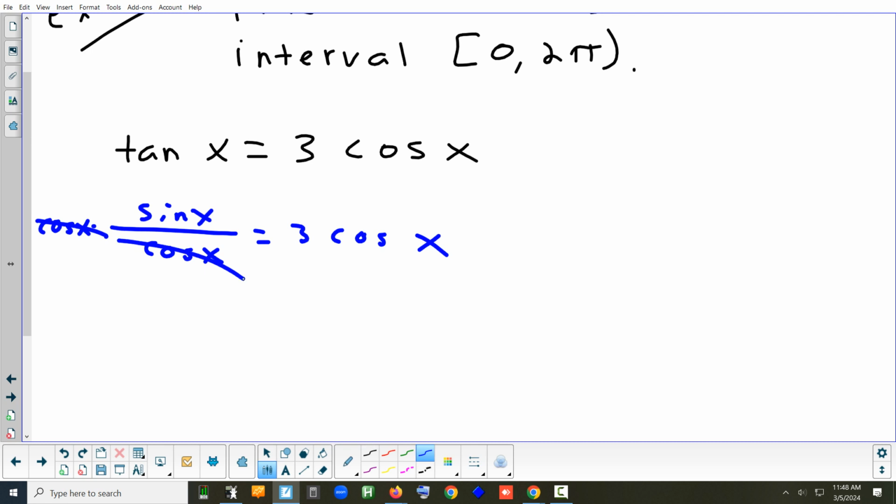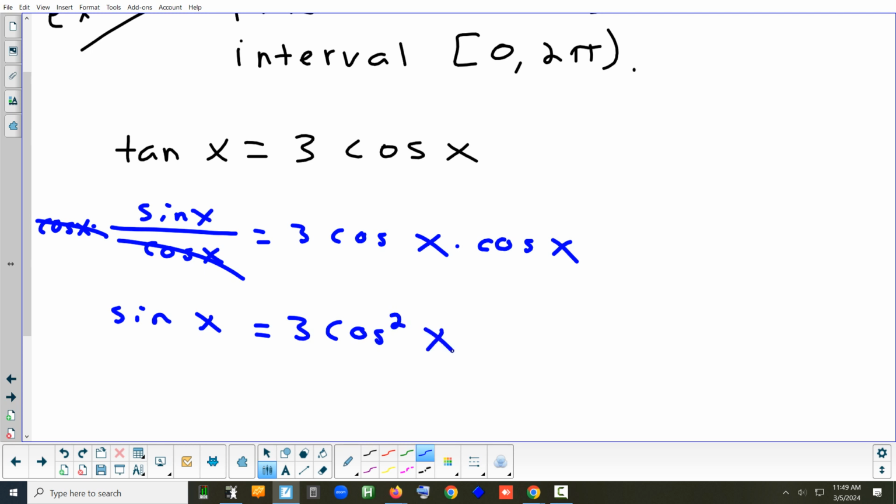When you multiply by cosine and divide by cosine, they cancel each other out. And then don't forget to do it on the other side. Okay. So what's on the left side now? Sine x. And what's on the right side? 4 cosine x. 3 cosine squared x. Yes.